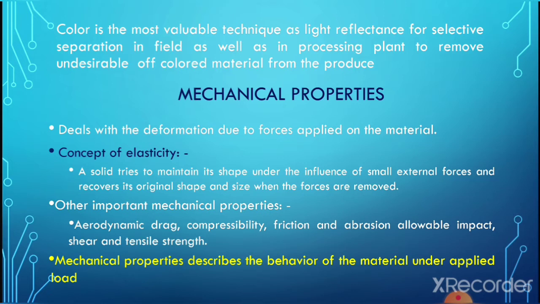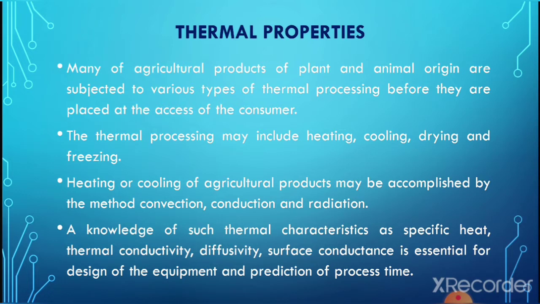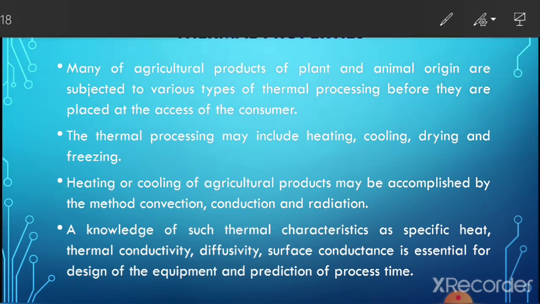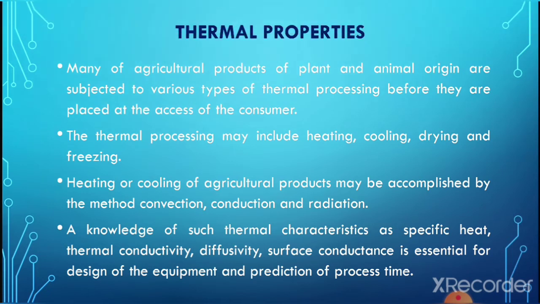Mechanical properties describes the behavior of the material under applied load. Thermal properties. Many agricultural products of plant and animal origin are subjected to various types of thermal processing before they are placed at the access of the consumer. The thermal processing may include heating, cooling, drying and freezing. There are other thermal processing operations also, but basically heating, cooling, drying and freezing are the important ones.